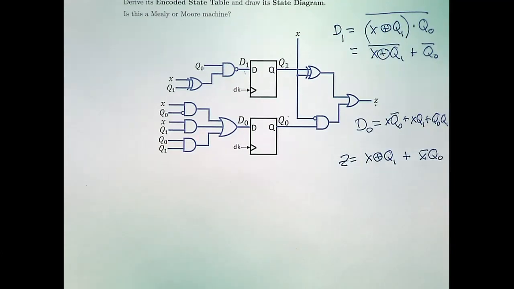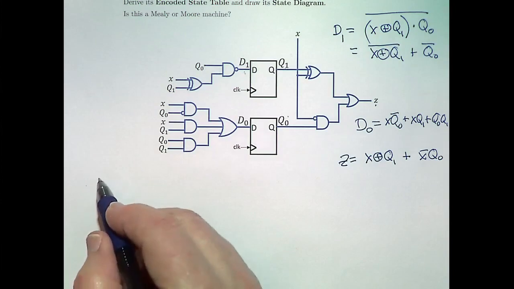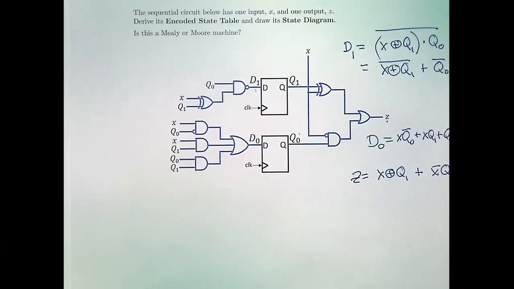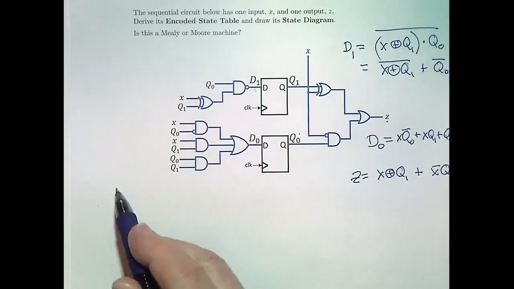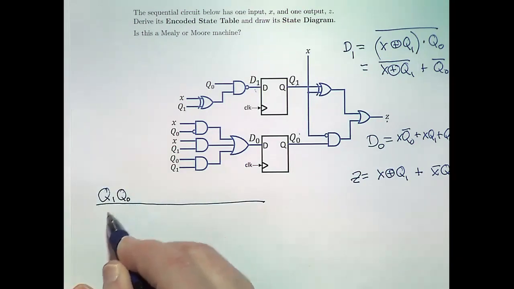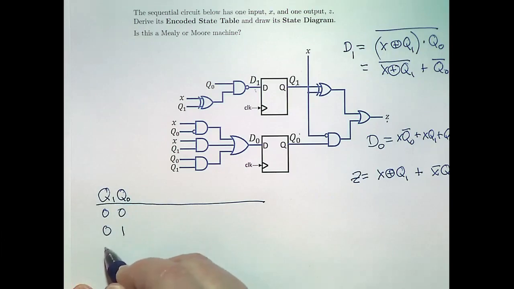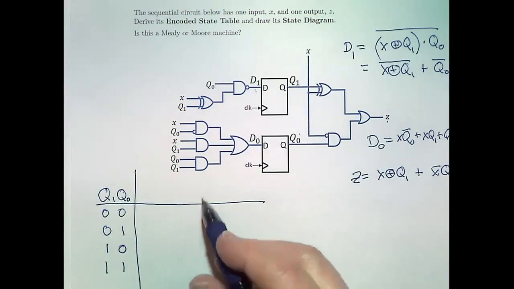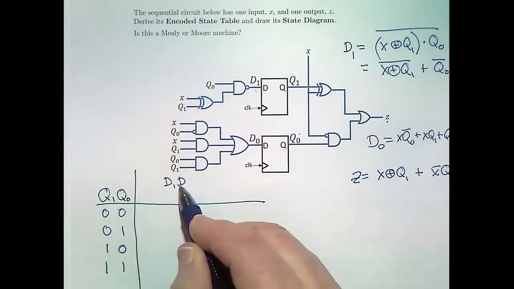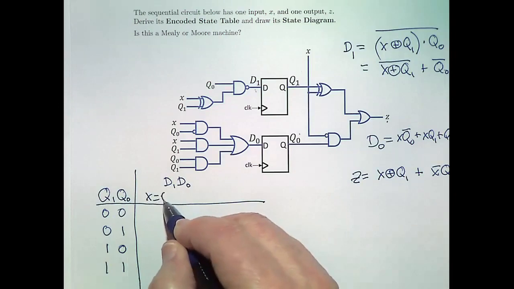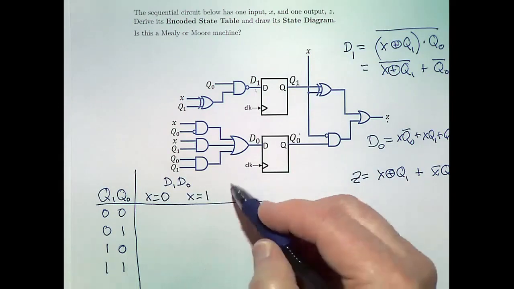Okay. All right, so now we have expressions, and we can now figure out the values for each possible state and input. Okay, so I have two state bits, and they have 4 possible values together. And I need to figure out what D1 and D0 will be for each state, and also for the 2 values possible for the input. Okay.